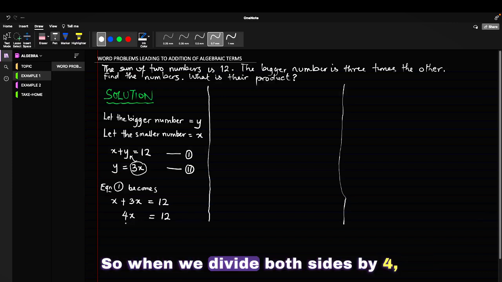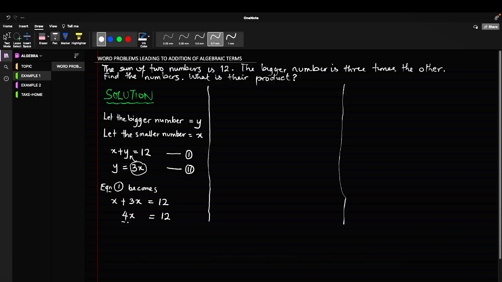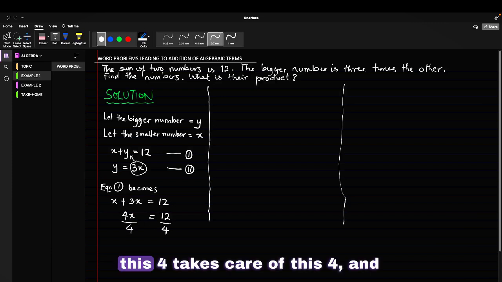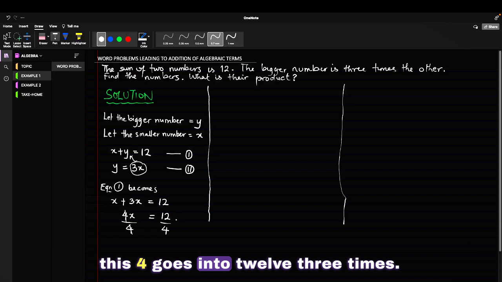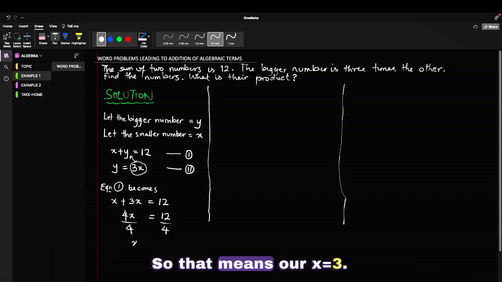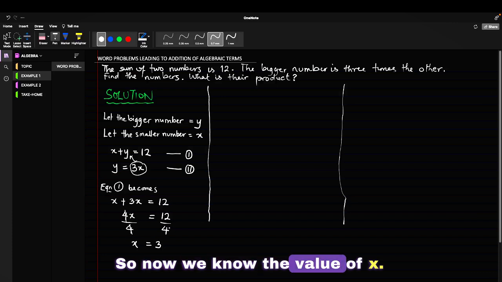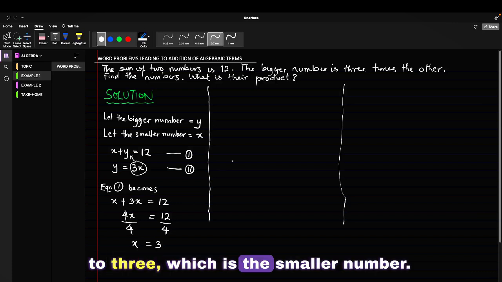So when we divide both sides by 4, this 4 takes care of this 4, and this 4 goes into 12 3 times. So that means our x is equal to 3. So now we know the value of x. So we also know that x is equal to 3, which is the smaller number.